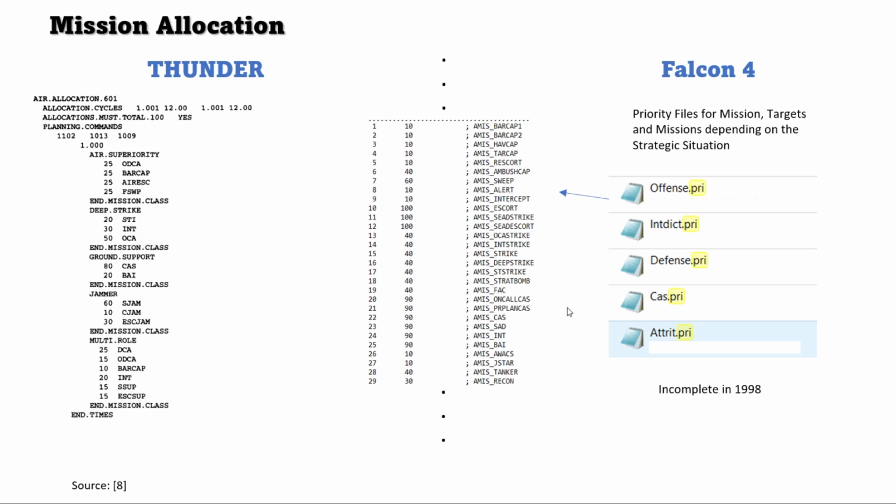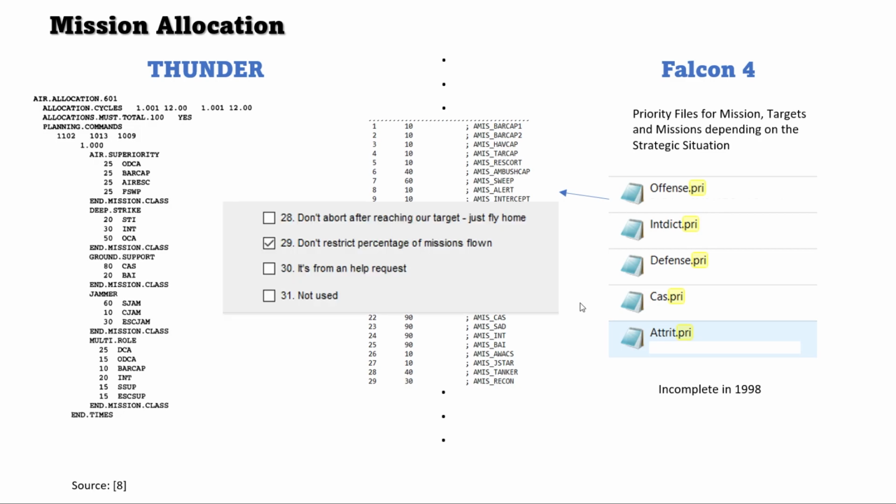What I think is more curious is that it seems priority was not necessarily planned as a parameter for mission allocation. In the mission dat file, there is a flag present since I know the original code, but not in use in Falcon 4. Call it "don't restrict percentage of missions flow", which sounds like percentage was somehow planned to be used, but at some point was dumped and priorities were used instead.